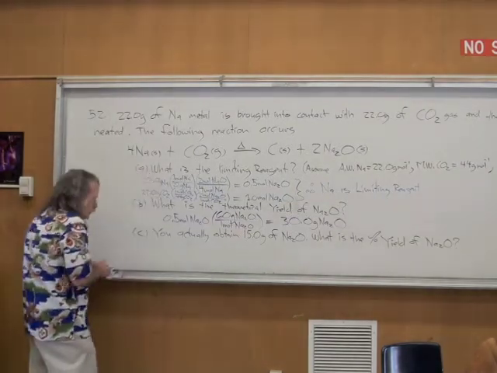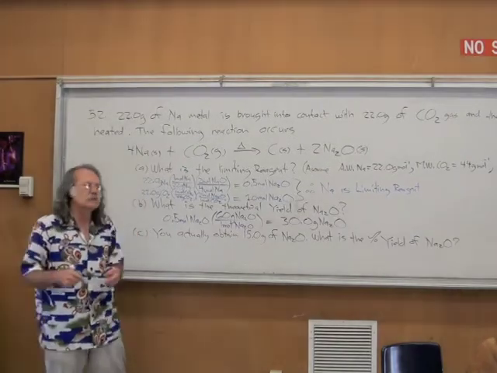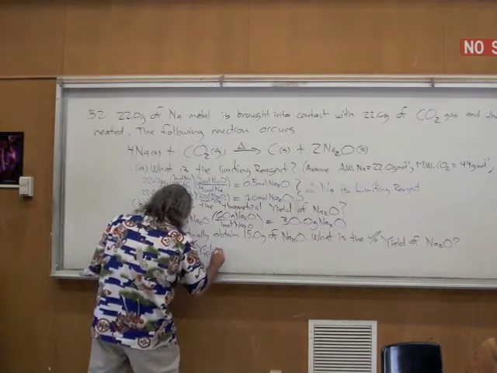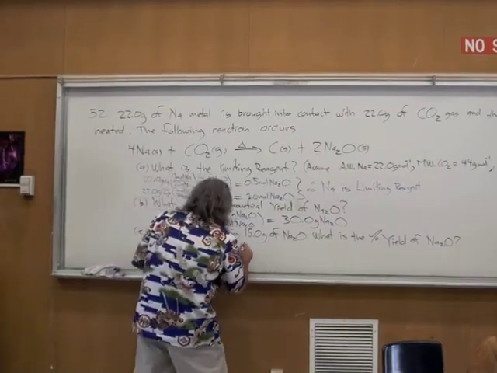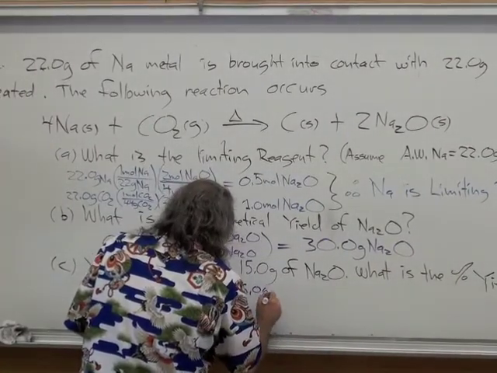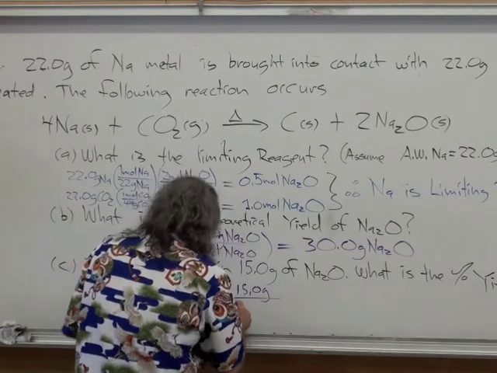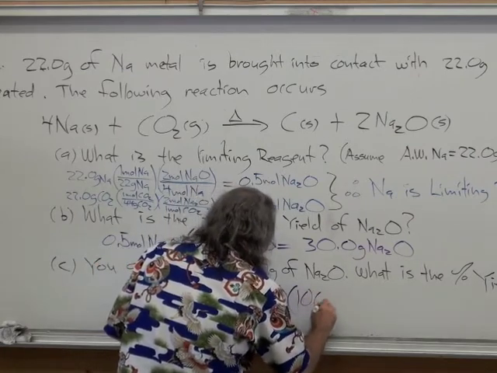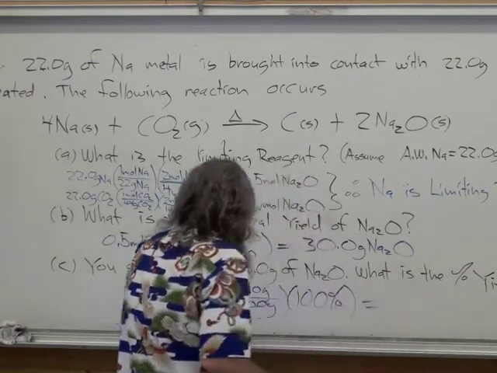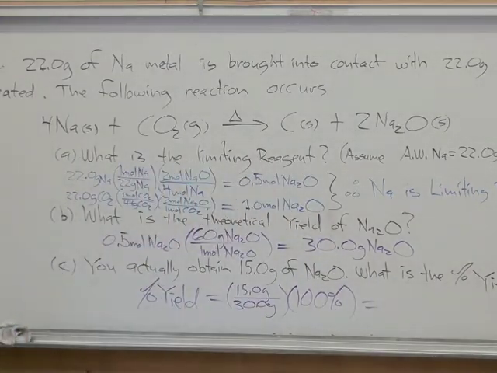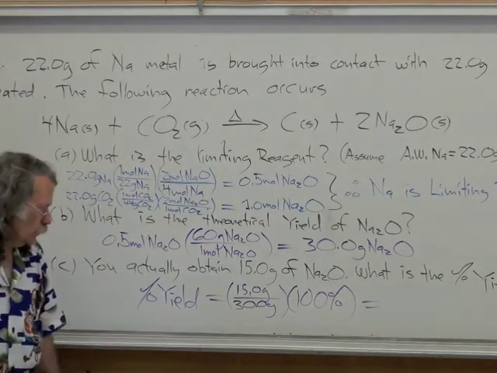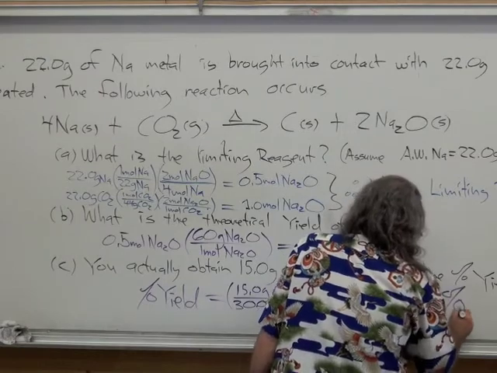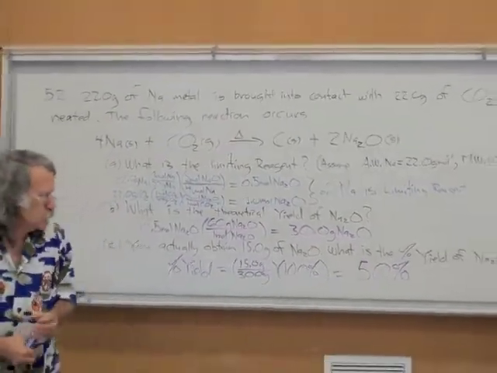And this turns out to be, again, very simple, multiplied times 100%. So the percent yield is equal to 15.0 grams divided by 30 grams. That one turned out to be a pretty trivial calculation as well. The numbers weren't a problem. What is it? 50%. Okay? Are there any questions about this one?